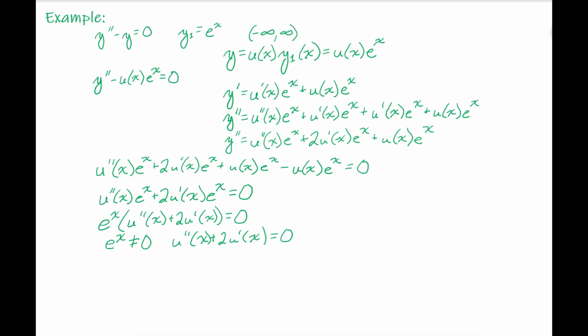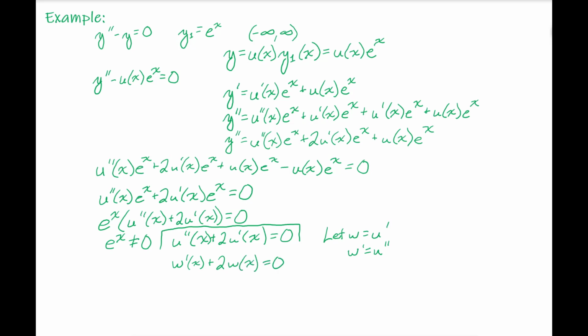Now what I've done is I've made it so this is the differential equation I need to solve. Notice I don't have any u's in here. I only have u primes. So we're going to let w equal u prime and basically take this down a derivative in doing so. So that means that w prime will equal u double prime. So I'm going to make that substitution. So I end up with w prime of x plus 2w of x equals 0.